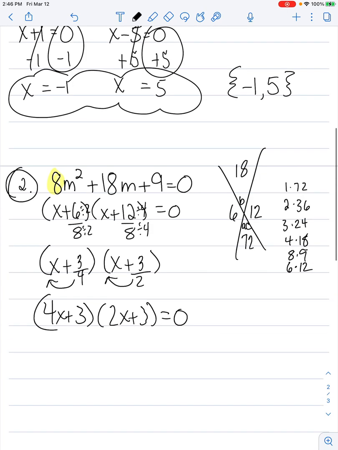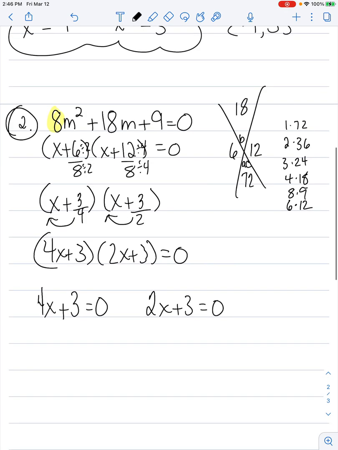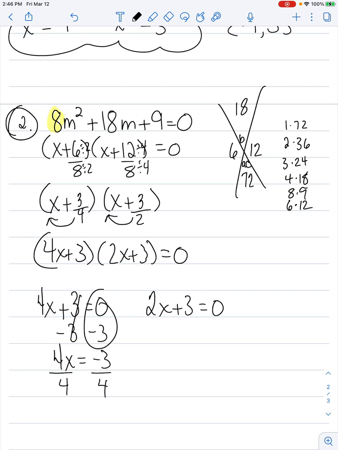And now my last step is to set each of these equal to 0. So I have 4x plus 3 equals 0, and 2x plus 3 equals 0. Here I'm going to subtract 3 from both sides. I get 4x equals negative 3. Divide both sides by 4. So my first 0, or my first solution, is negative 3/4.